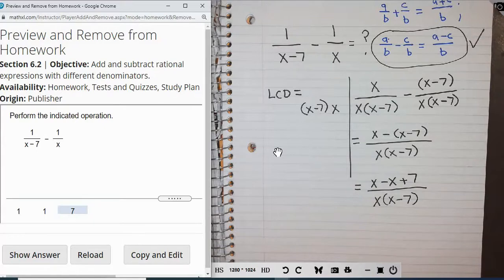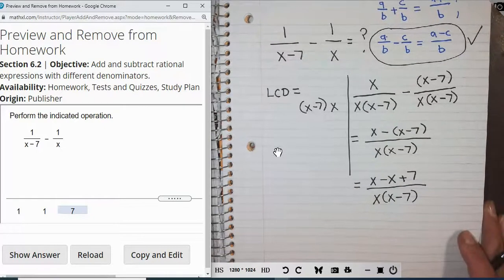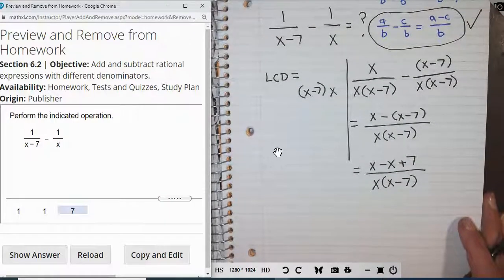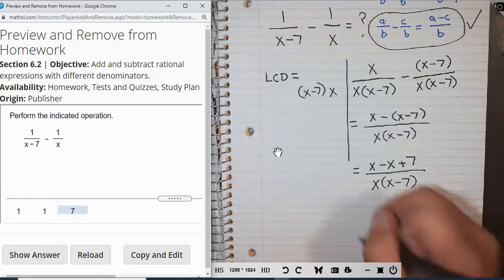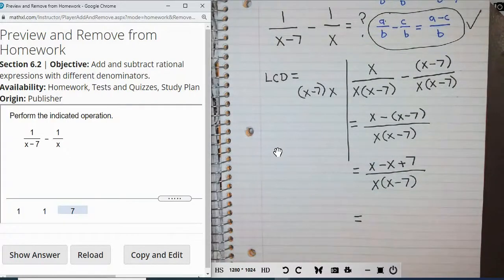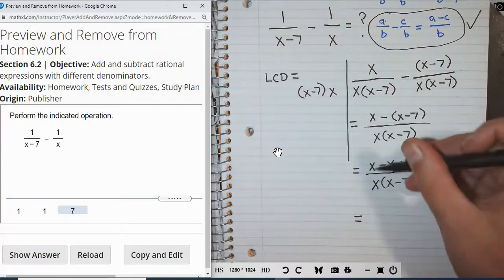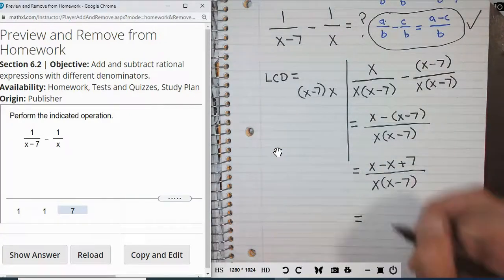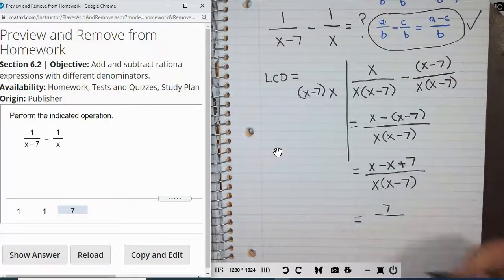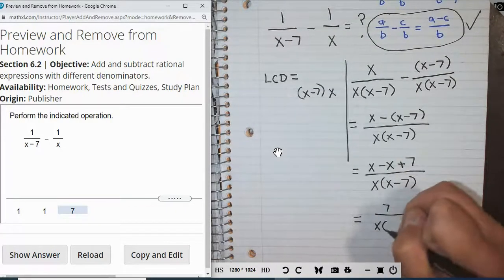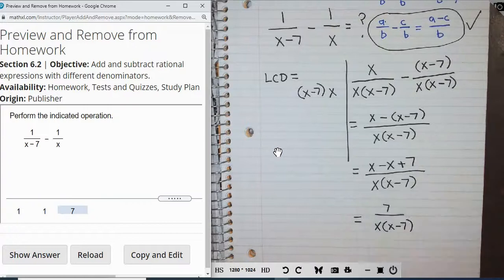Let's move it up just a little bit so we can capture what we want to capture here. Our next step is to perform the operation in the numerator. x minus x is 0, so in the numerator I'm left with 7. And again, this is all over that least common denominator. So there's my result, 7 over x times x minus 7. All right, so there we go. Those are the questions on the final exam that relate to Chapter 6 of the textbook.